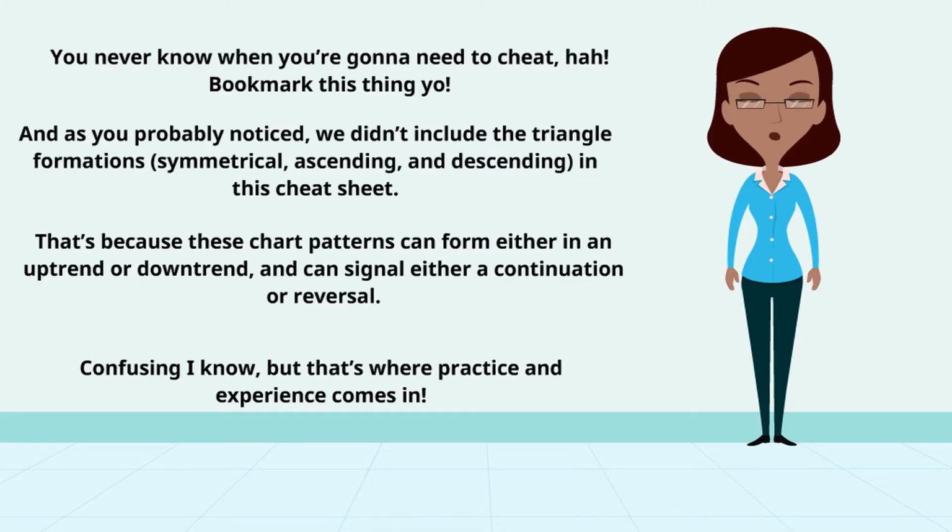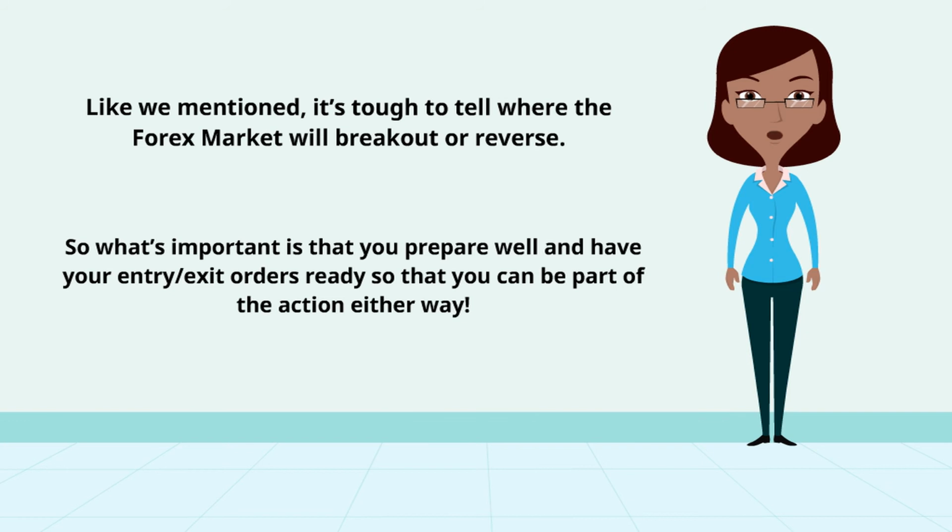Bookmark this thing, yo. And as you probably noticed, we didn't include the triangle formations, symmetrical, ascending, and descending, in this cheat sheet. That's because these chart patterns can form either in an uptrend or downtrend, and can signal either a continuation or reversal. Confusing, I know, but that's where practice and experience comes in. Like we mentioned, it's tough to tell where the Forex market will break out or reverse. So what's important is that you prepare well and have your entry/exit orders ready so that you can be part of the action either way.